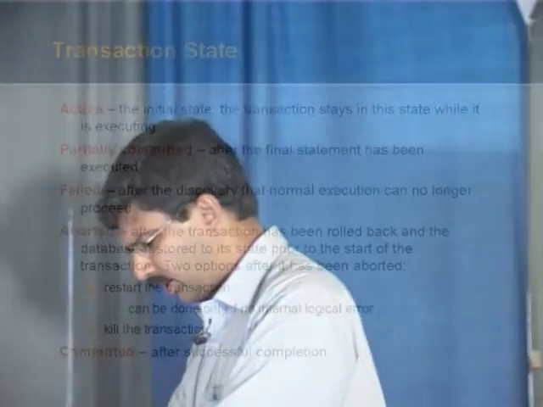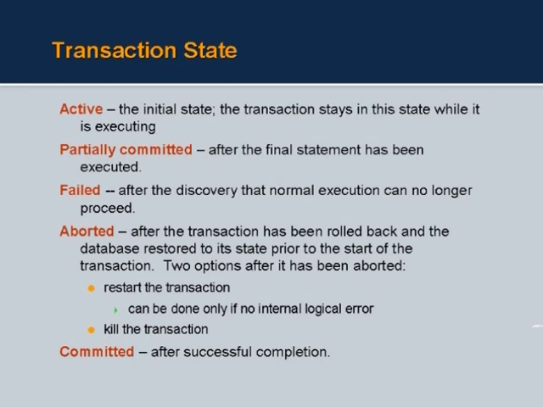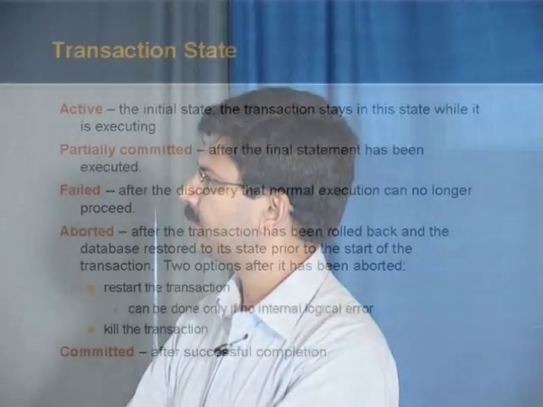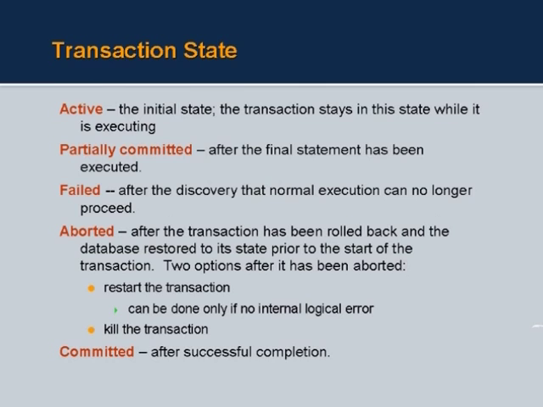On the other hand, it might have failed. If there is a problem during the transaction execution, it cannot continue, then it is said to have failed. So now, from partially committed, what do you have to do? The database system has to make sure that the updates of the transaction are saved on disk and maybe backed up elsewhere. And after that has happened, then you say that the transaction is committed. So from partially committed, the transaction can become committed once the database has taken some extra steps to save all the updates somewhere.